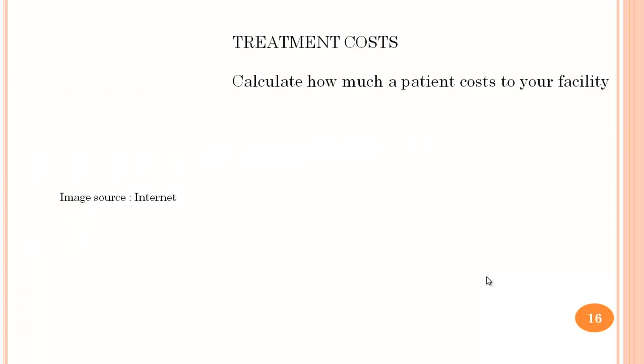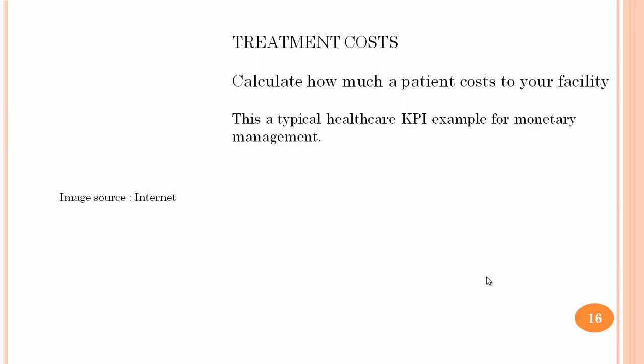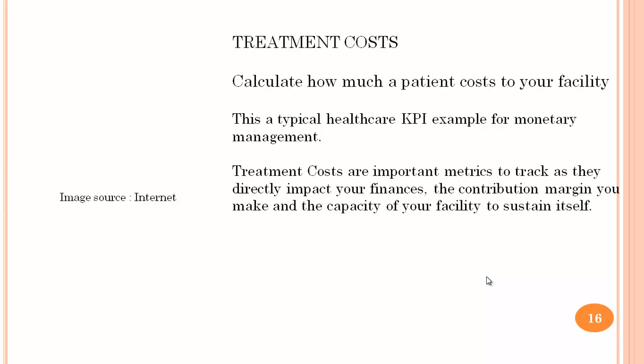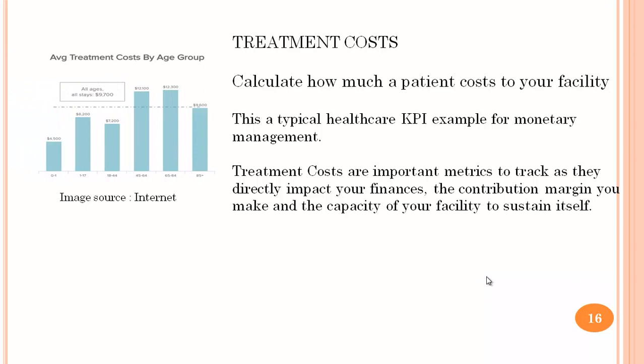Treatment cost. Calculate how much operation costs your facility. This is a typical healthcare KPI example for monetary management. Treatment costs are important metrics to track as they directly impact your finance, the contribution margin you make, and the capacity of your facility to sustain itself. Okay, this diagram shows average treatment cost by age group.